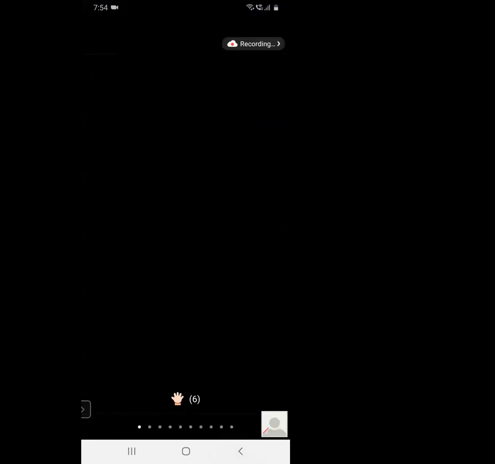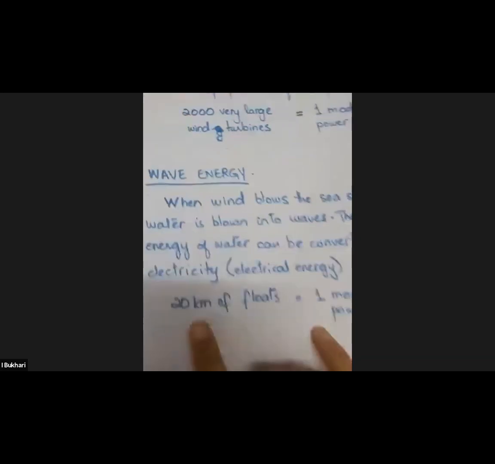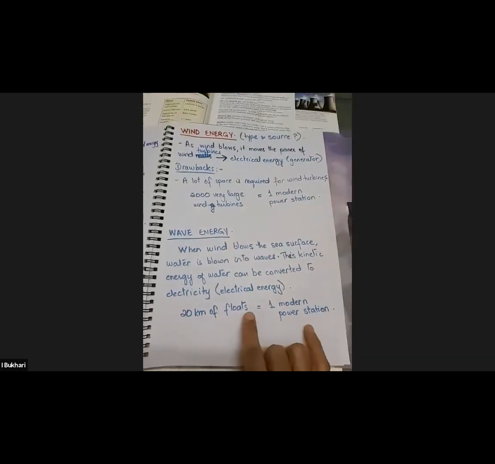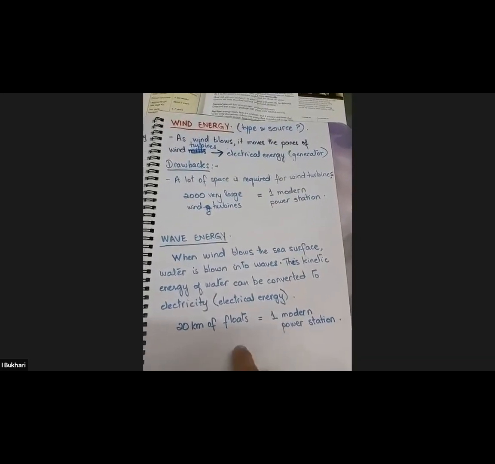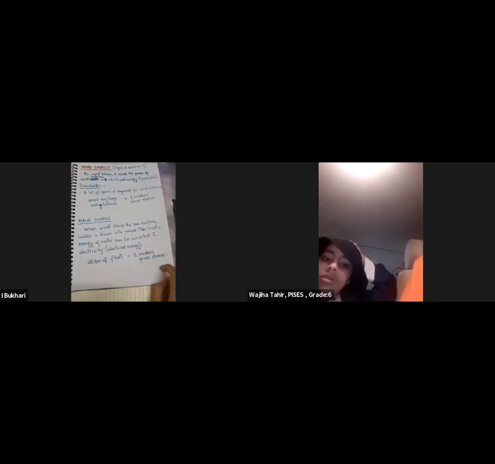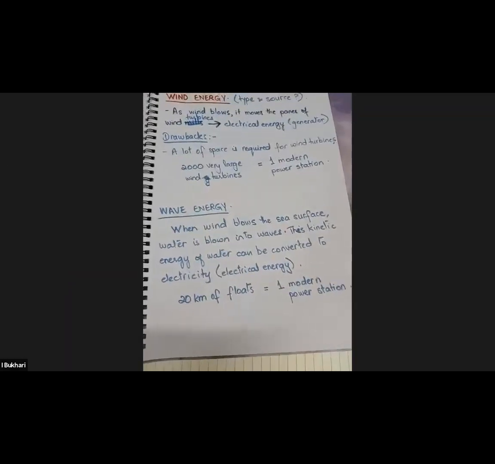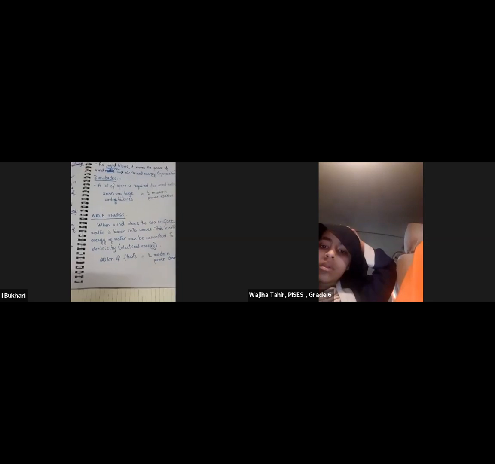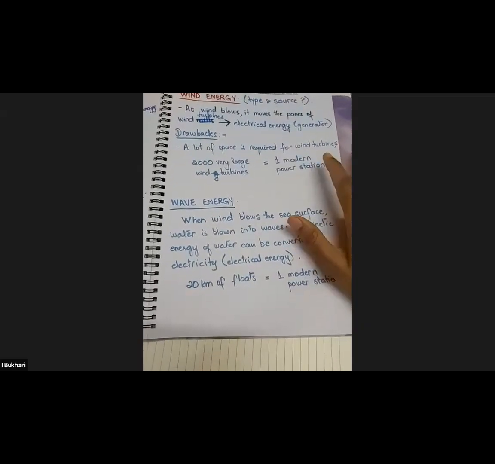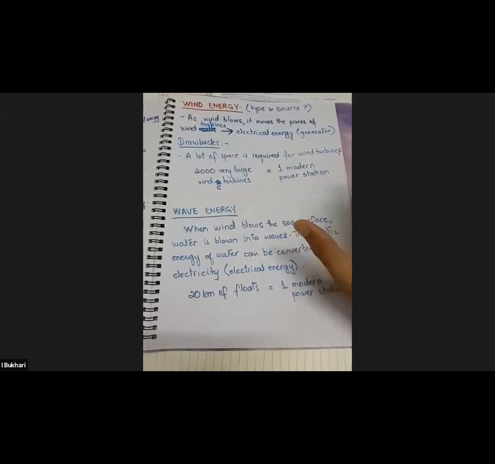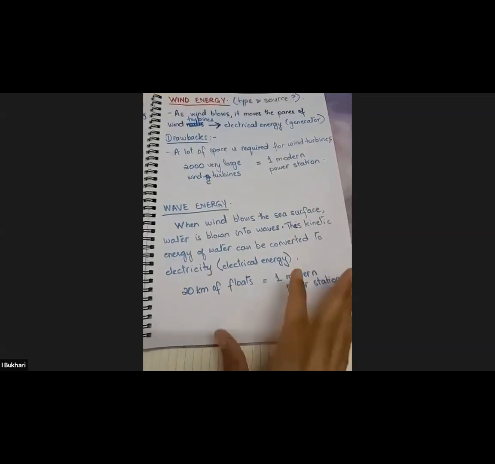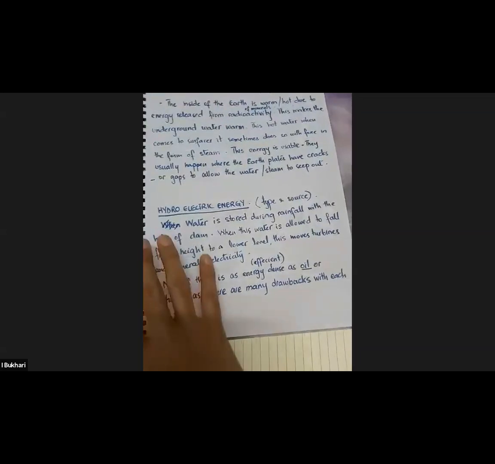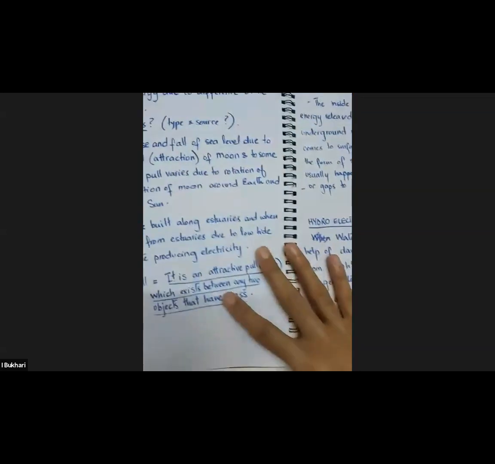So wave energy is not energy efficient and it is not energy dense. You need at least 20 kilometers of floats to generate as much power as a single modern power station. Again, the same problem. Can you see? No source of energy has been as efficient as our fossil fuels. That is why fossil fuels are still in demand. We cannot live without fossil fuels.